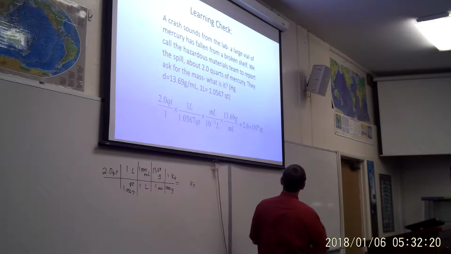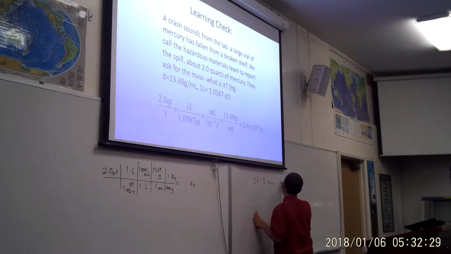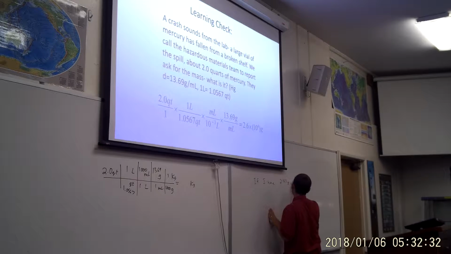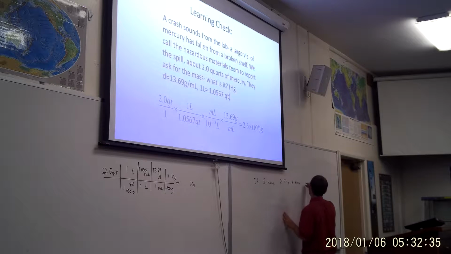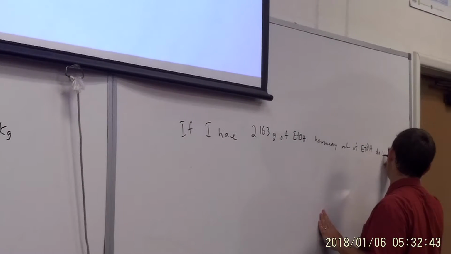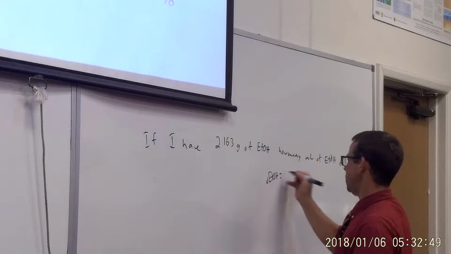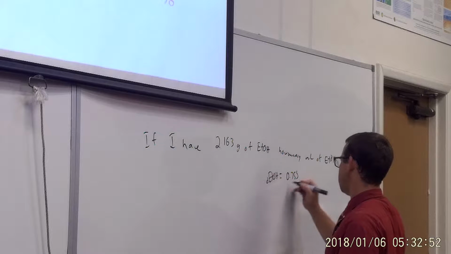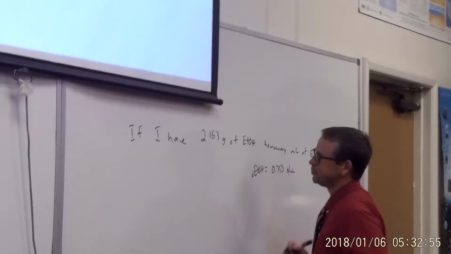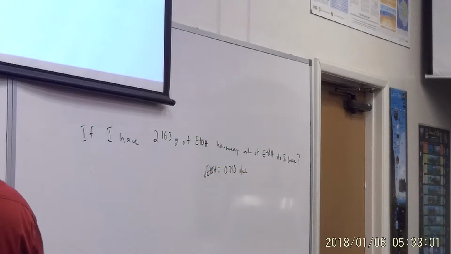So here's another one that I would like for you to try to answer right now. If I have 2,163 grams of ethanol, how many milliliters of ethanol is that? The density of ethanol is 0.755 grams per milliliter. All right, so talk to your neighbors.